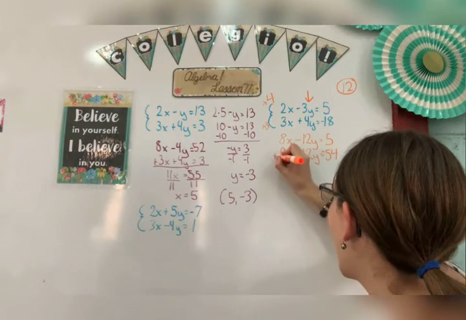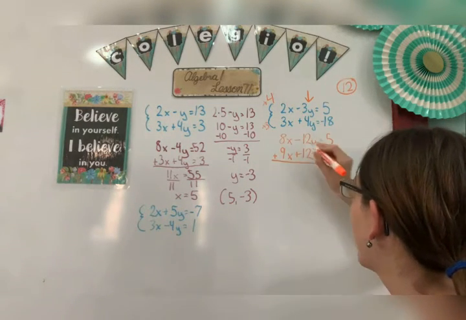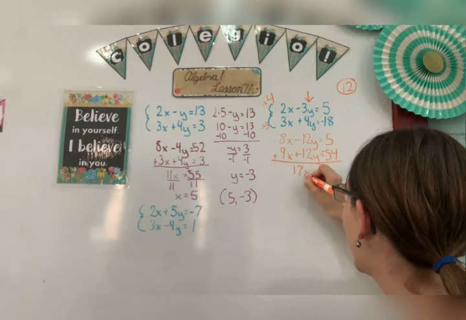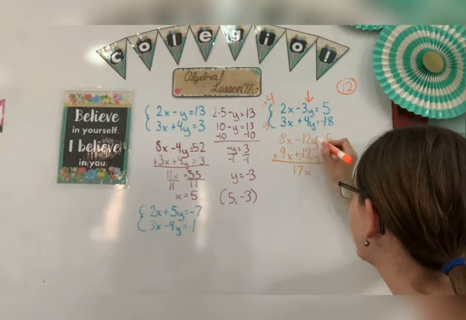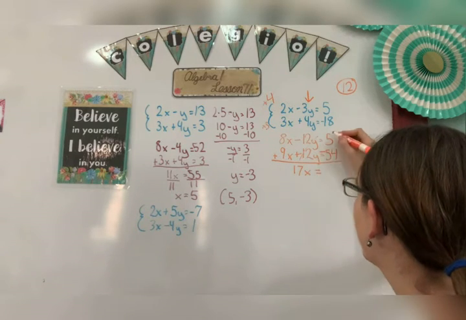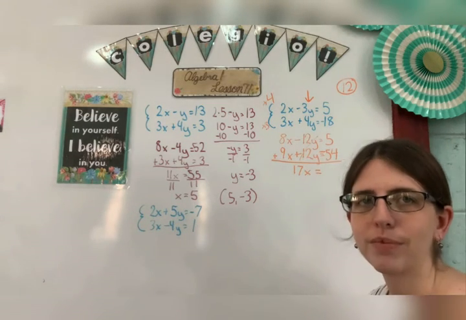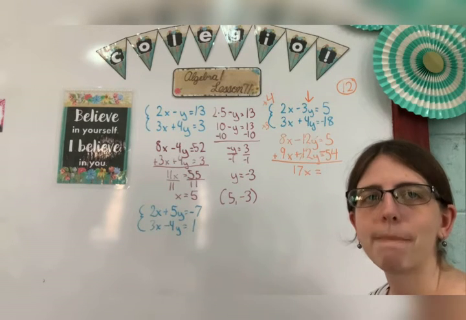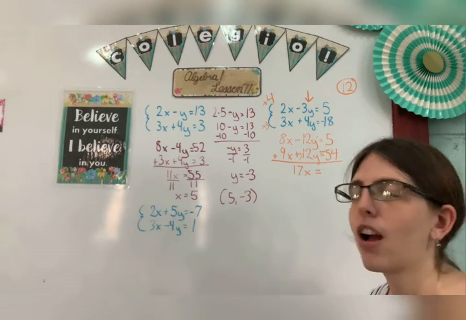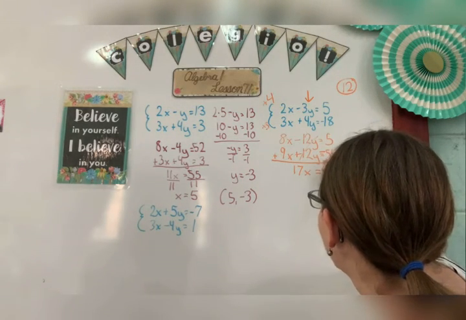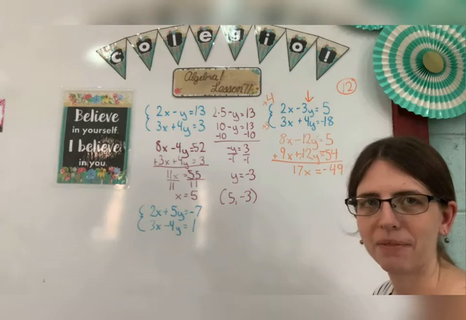So now we need to add to eliminate. 8x plus 9x is gonna give me 17x. My 12y's will eliminate, they cancel out. Now this is a negative 5 plus negative 54. Since I have opposite signs, I need to subtract. 54 minus 5, 49. The one with the greater absolute value is the negative, so it's a negative 49.